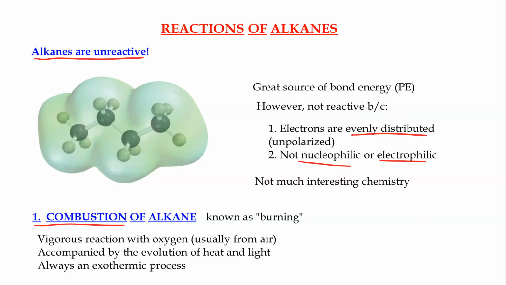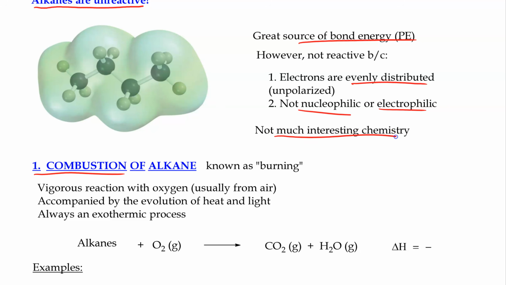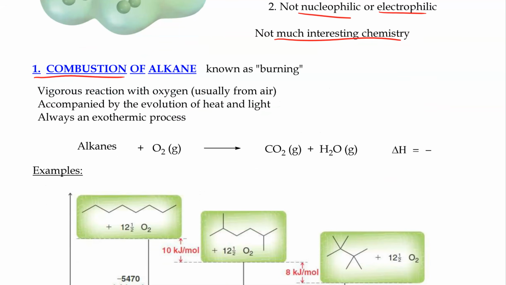However, alkanes are a great source of bond energy because they have a lot of bonds in them. Essentially, we can break these bonds and produce other types of bonds that can give us energy. But other than that, they do not have that much interesting chemistry compared to other functional groups. So now, let's discuss the very first type of reaction of alkanes, the combustion reaction.